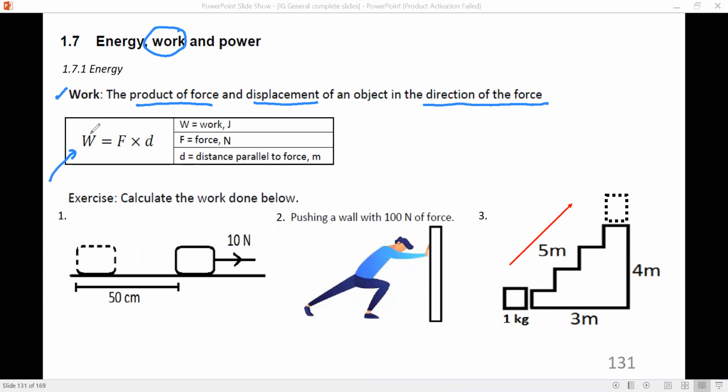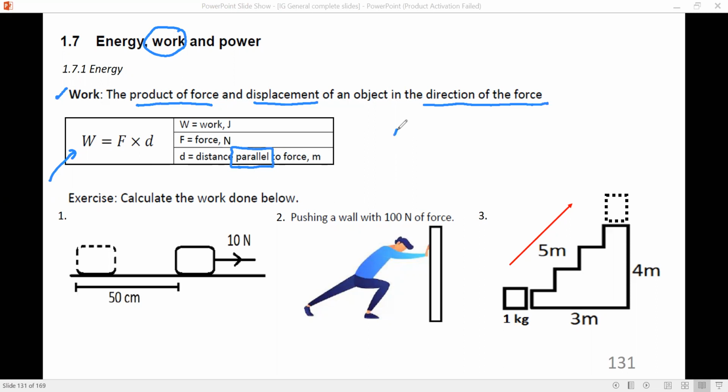So W is work or work done. The formula for work done is force times distance, or force times displacement, where F is the force and D is the distance or displacement. Here, you have to focus on this word: the distance has to be parallel to the force.